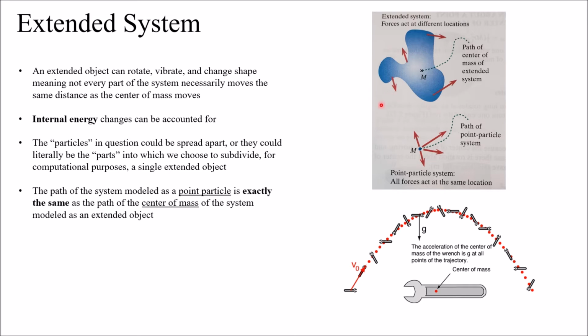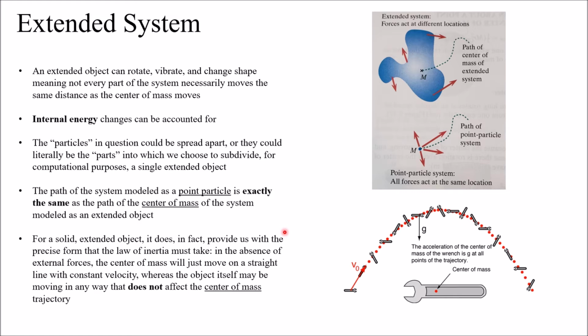The other idea that we have to understand can be kind of visualized by this wrench being thrown. We understand that basically if you model this system as a point particle, it's exactly the same as the pathway of the center of mass of an extended object. And so you have this idea of an extended system or an extended object, but it doesn't really change the trajectory here. But you can see how different parts are rotating as it's thrown, which is kind of cool.